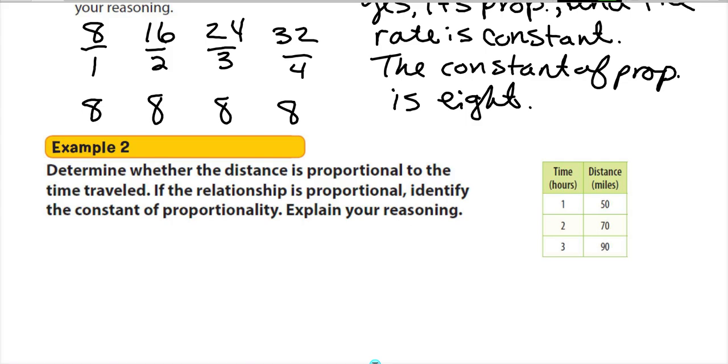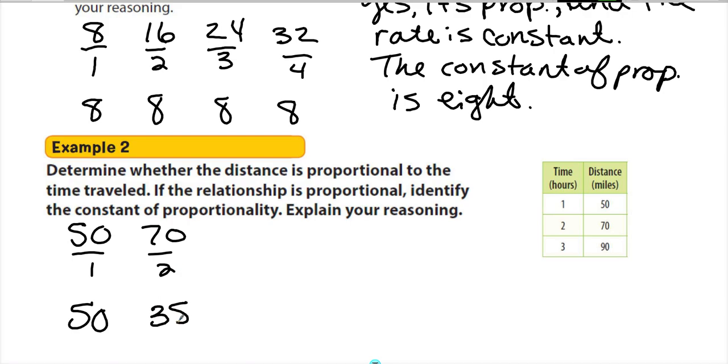Example 2. Determine whether the distance is proportional to the time traveled. If the relationship is proportional, identify the constant of proportionality and explain your reasoning. Okay, so it's distance to time. So distance is 50 over 1. We know that's 50, so that's easy. Okay, and then we have 70 to 2. And that's going to make 35.